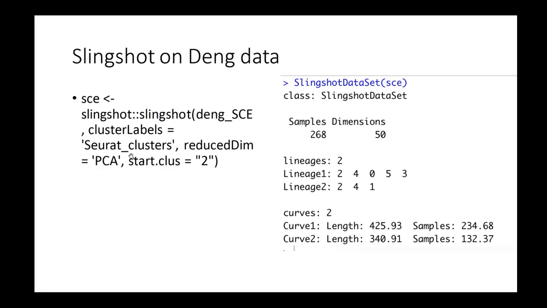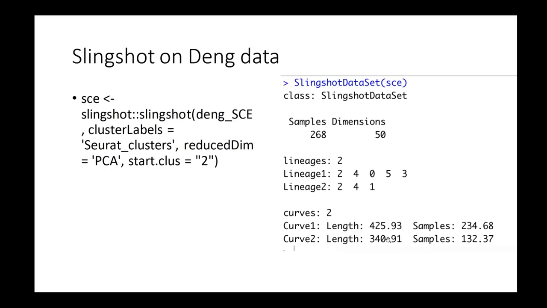And so here we did specify the starting cluster. We said two. So all the lineages will start at two. As you can see, you have cluster two first, cluster four after, then zero, five, and three. And the second lineage will have cluster two, four. And as you can see here, it separates, it goes to cluster one. So these are my two lineages, and then you have your two curves.